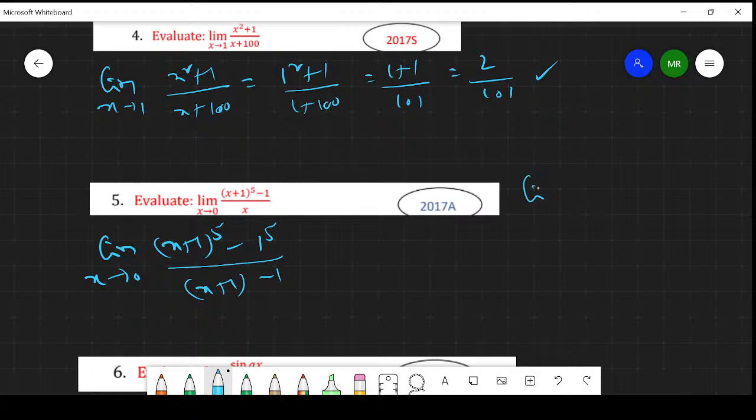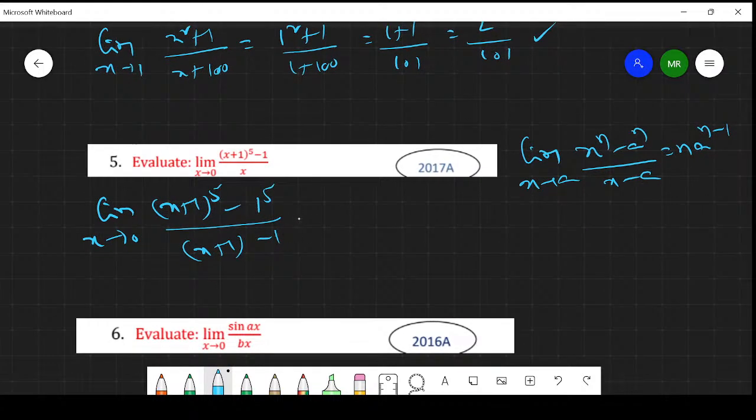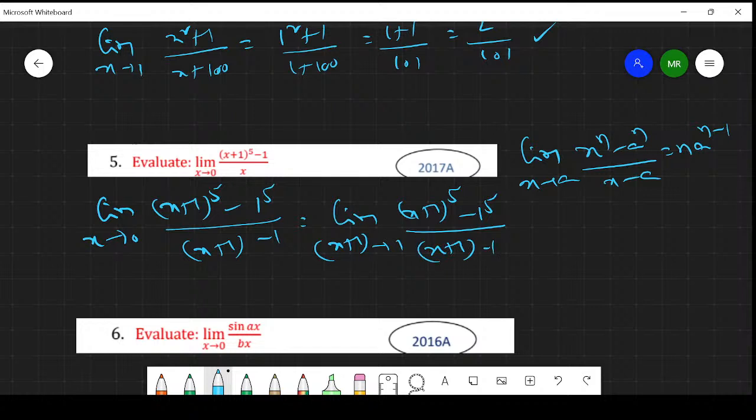You remember the formula I told you. Limit x tends to a, (x power n minus a power n) by (x minus a) is equal to n into a power n minus 1. Remember this formula. You can compare with this. When x approaches 0, x + 1 approaches 1. Compare with the right hand side of the formula. Limit x tends to 0, I add 1 on both sides, so x + 1 approaches 1. So ((x + 1) whole power 5 minus 1 power 5) by ((x + 1) minus 1). Just compare here. Don't confuse, a very simple way.